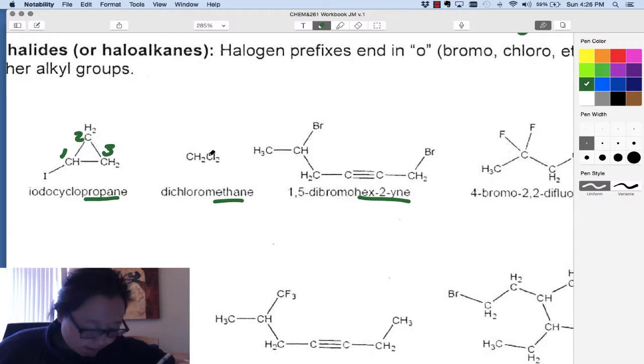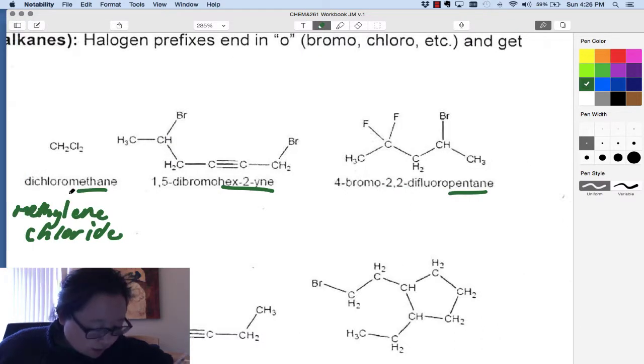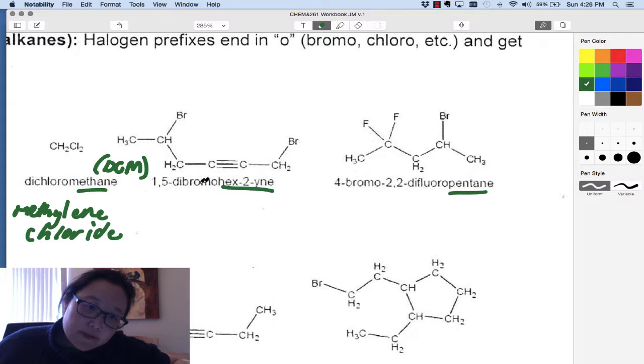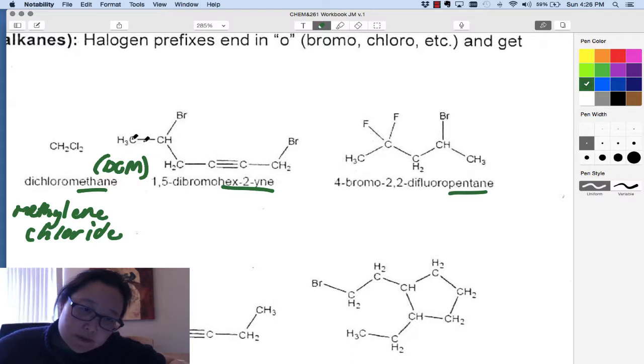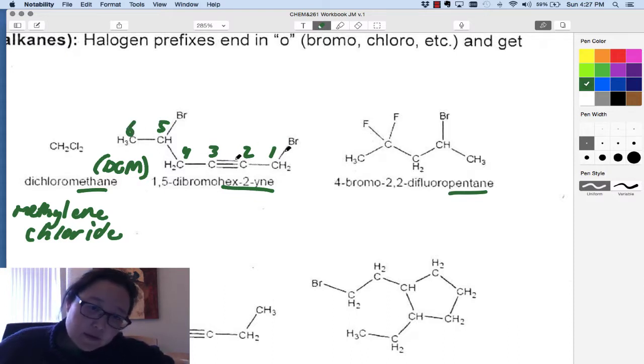Dichloromethane, 2 chlorines on here. And by the way, this is also known by its common name, methylene chloride, and you might be familiar with that from lab. We use this as a solvent. Methylene chloride is a methylene group, is CH2. And sometimes dichloromethane goes by the acronym DCM. This one here, 1,5-dibromohex-2-yne. Let's figure out what's going on here. So instead of starting the numbering over here, we have a lower number if we go this way. But also, it's a lower number this way because of the triple bond. So usually double bond and triple bond takes precedence over the halogens.